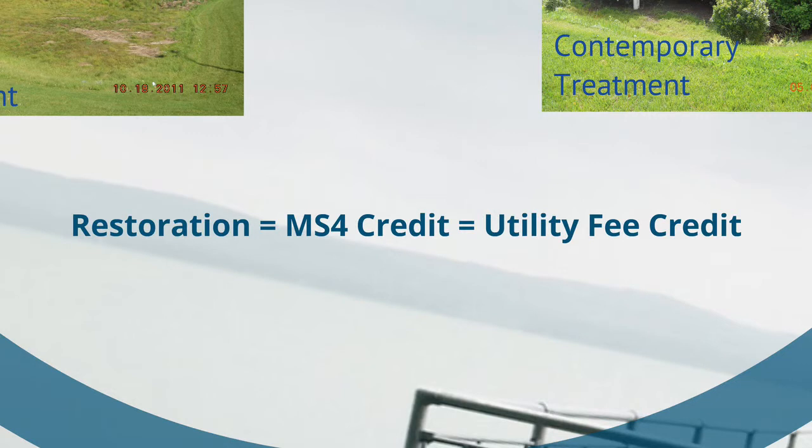The important thing to realize is that when impervious area is restored, a MS4 community municipality receives a credit for that in their EPA permit, and so it makes sense for them when they have a stormwater utility to be able to pass that credit along to the property owners. So that's where the tie-in is from restoration all the way through getting a credit.